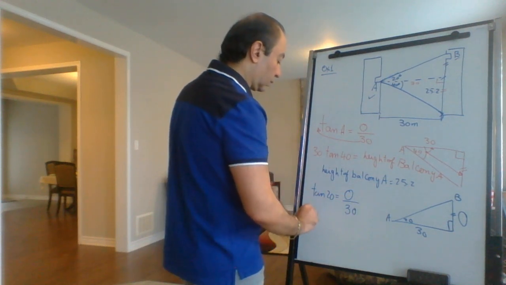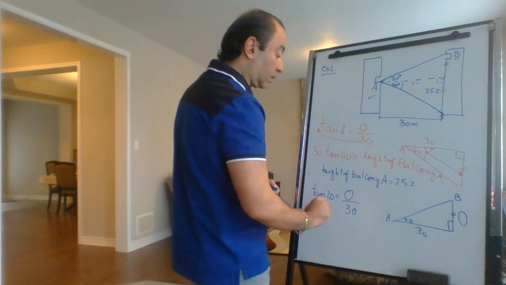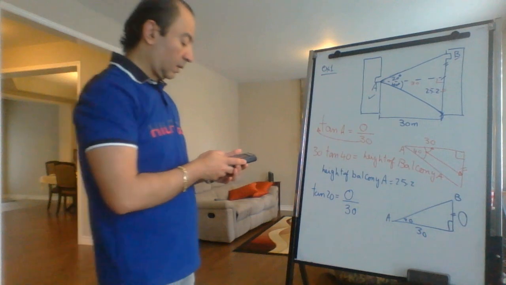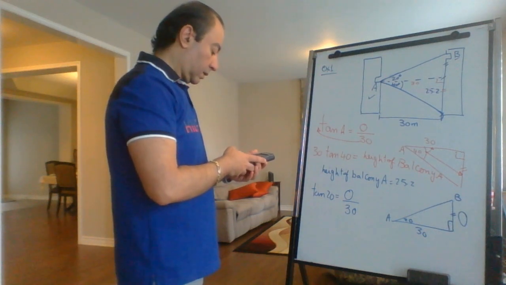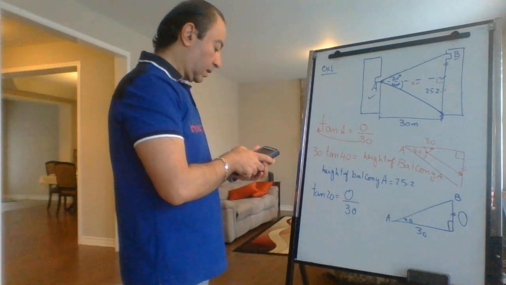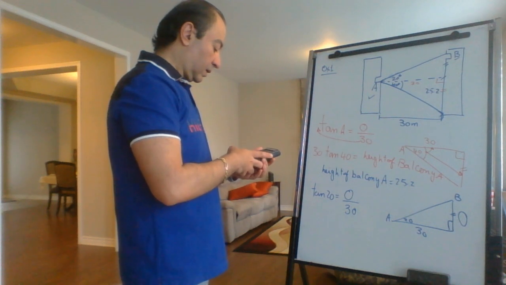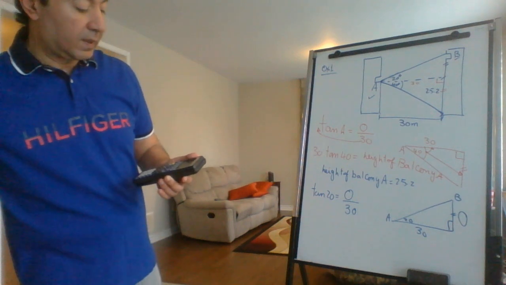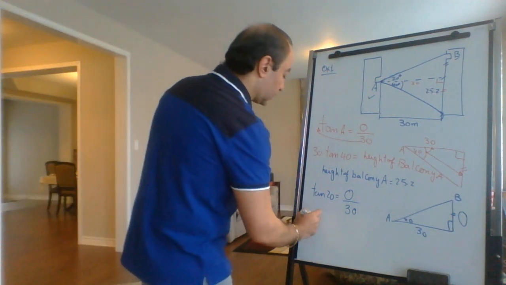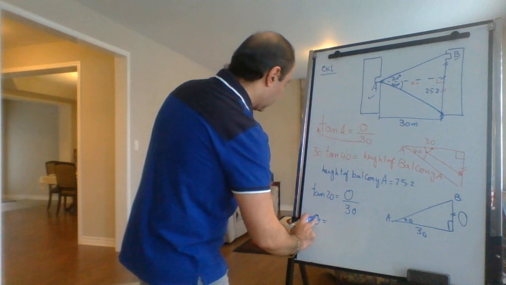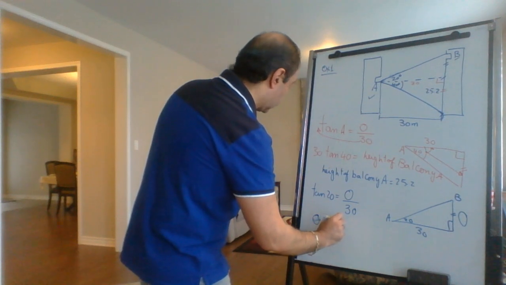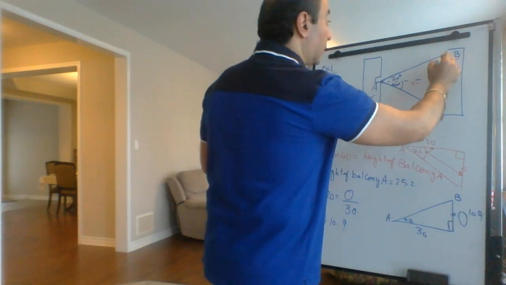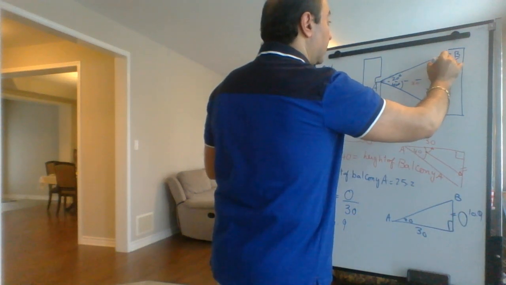So the opposite will be 30 times tan 20, close bracket, hit enter. So this is the opposite. The opposite will be 10.9. So this is 10.9. That means from here to here is 10.9.